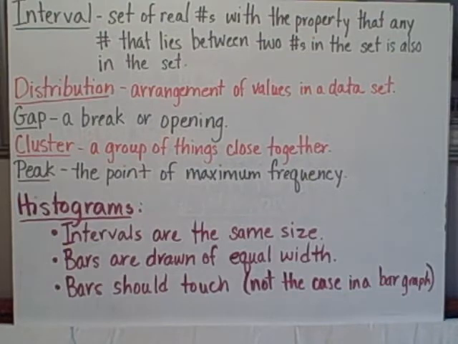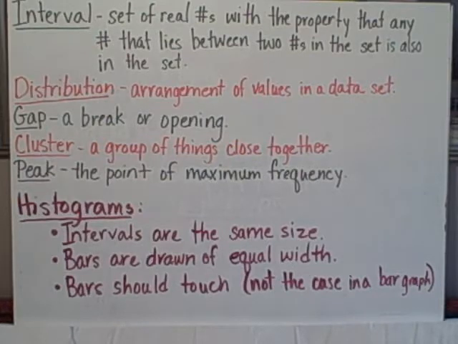Distribution: that is the arrangement of values in a data set. Gap, and I'm not talking about the store, but that is a break or an opening. Cluster: that is a group of things that are close together. And then peak: that is the point of maximum frequency.